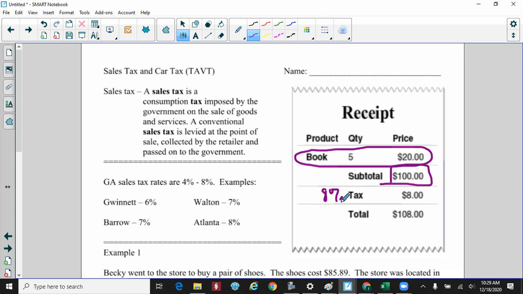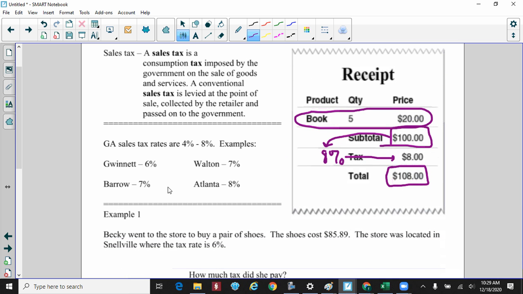Sometimes some receipts have it, sometimes it doesn't. But you take your subtotal, you multiply it by 8% to get the tax, and then you add everything up, and this is your actual total. All right. Now, in Georgia, sales tax rates vary from 4 to 8%. This is an example from a couple years ago. I don't know if any of these have changed or not, but this is where it was a couple years back.